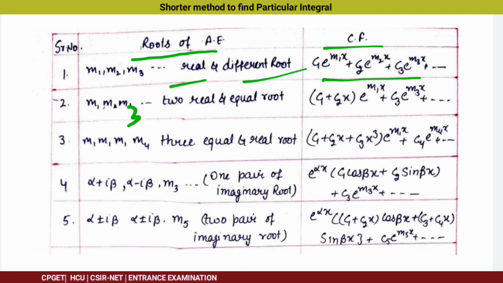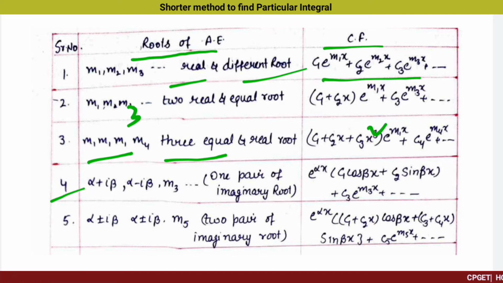Next, the third one. Here three roots are real and equal, and the remaining are different, so m1 and m4. These three roots are equal and real. Now let's see the complementary function. What is the complementary function? (c1 plus c2x plus c3x square) into e to the power of m1x plus c4 into e to the power of m4x and so on.